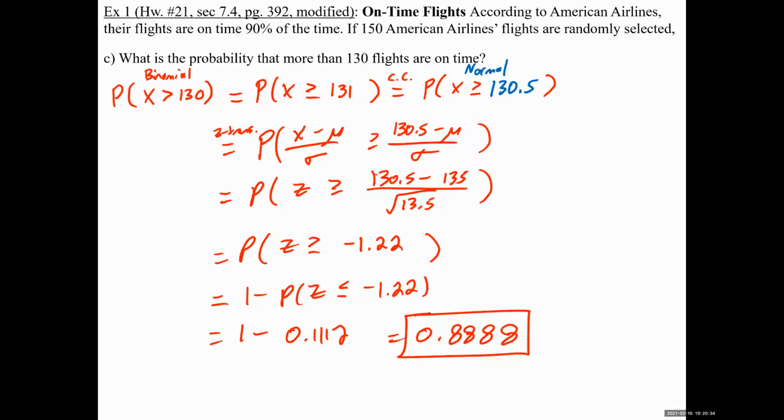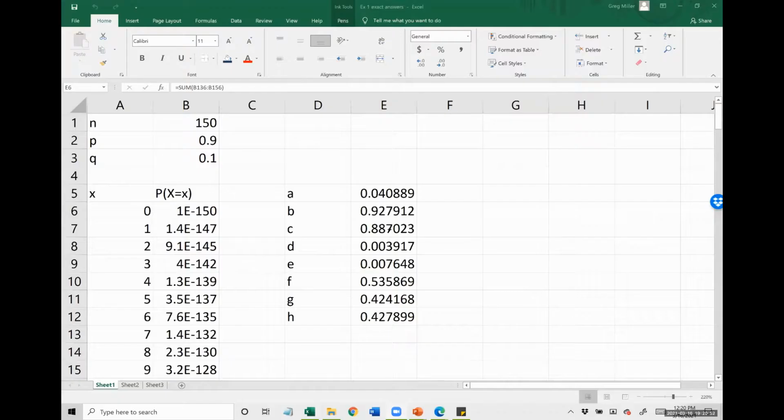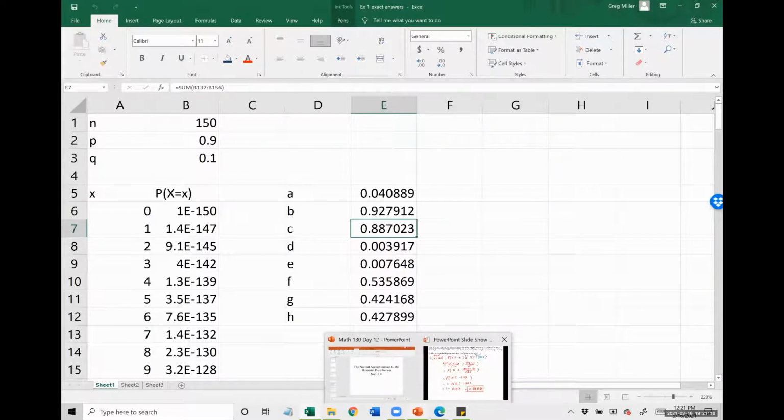Real quick, again, let's go ahead and look at the exact answer because I made a whole thing of exact answers. The exact answer for that one is 0.8870. In other words, if you use the binomial formula, that one would have 20 terms. This one would have had 21 terms. This one has 20 terms. The exact answer is 0.887 something, and our answer was 0.8888. So again, not exactly right, but very close answer.